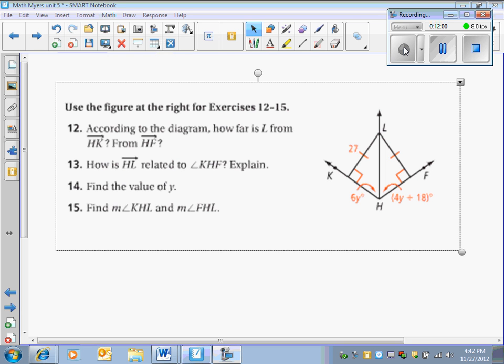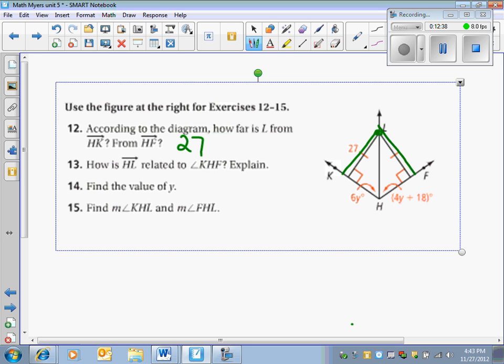Use the figure to the right for exercises 12 through 15. According to the diagram, how far is L from HK? All right, how far is L from HK? Well, here's L. Here is HK. I could clearly see right here that that would be 27. If that's the case, how far do you think it's going to be from LF? It's definitely going to be the closest distance. It's going to be 27 units from this segment and definitely 27 units from the other one.